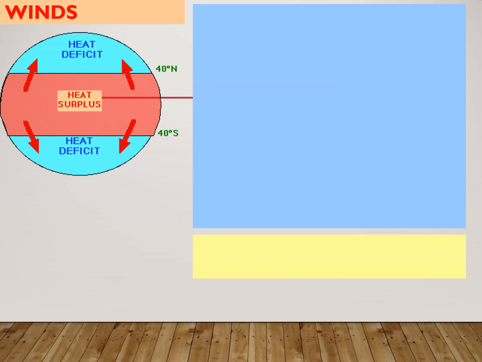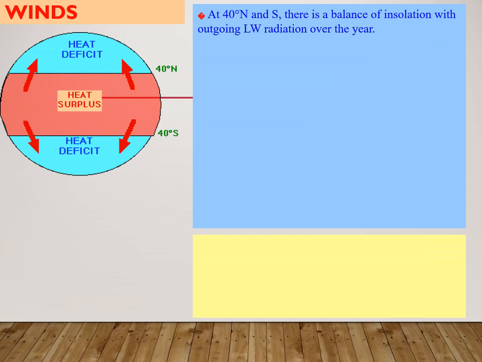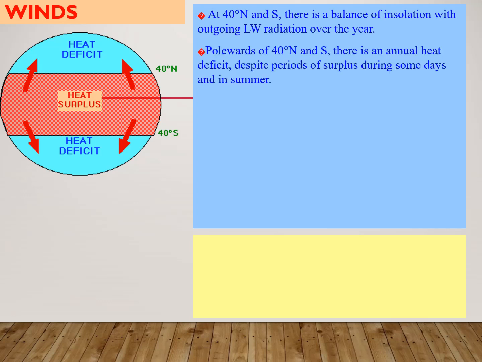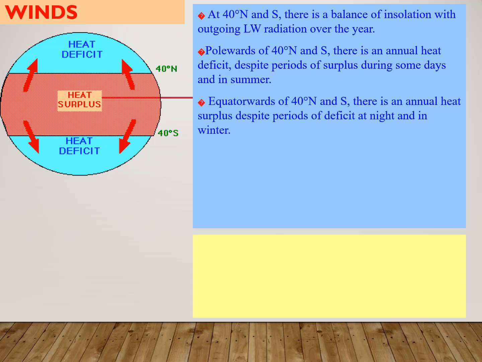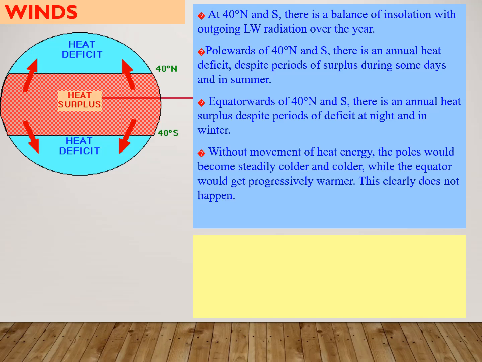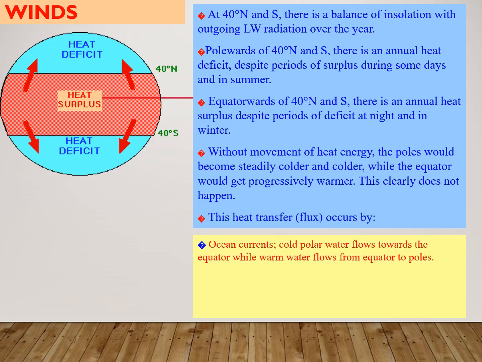So as I told you before, at 40° north and south, the insolation is equal to the terrestrial radiation throughout the year. Beyond 40° north and south, there is a deficit, whereas between the equator and 40° north and south, there is a surplus. If this heat did not move, the poles would become colder and colder, while the equator would become warmer and warmer. But that does not happen because the transfer of heat is done by ocean currents.